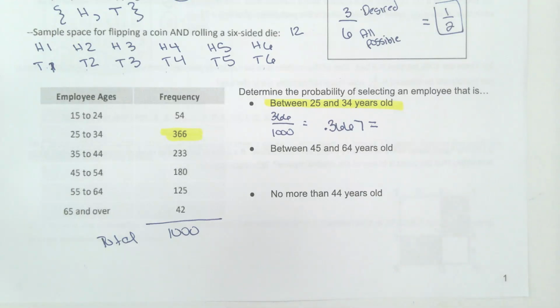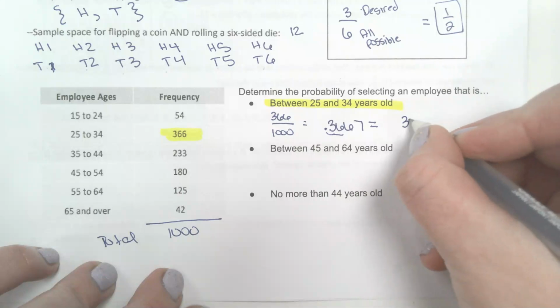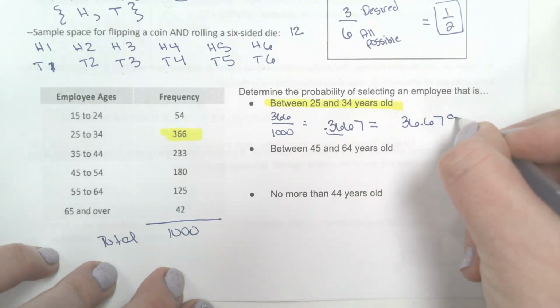What if I said I want this as a percent? Can you turn a decimal into a percent still? Okay. So if you just move it 2 to the right, that would be 36.67%.